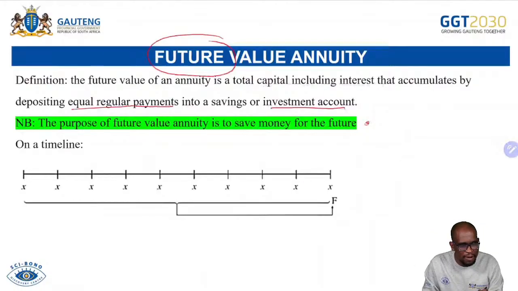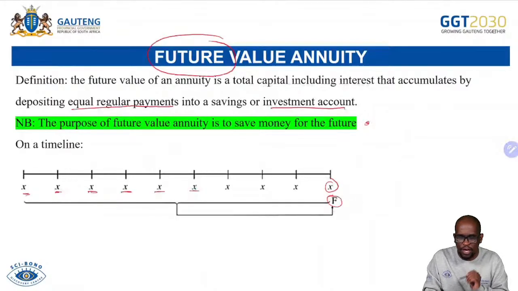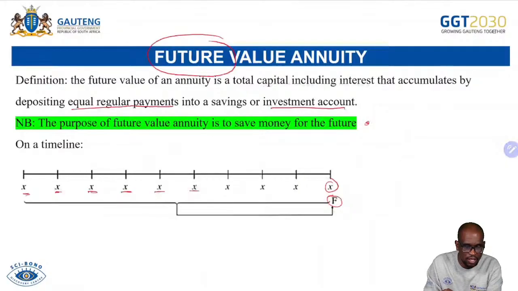On the timeline, this is what you can see. We are paying amount X at regular intervals until the last payment is made. The formula works to the last payment, and from there, that's where our future value would be obtained. All right, moving on.